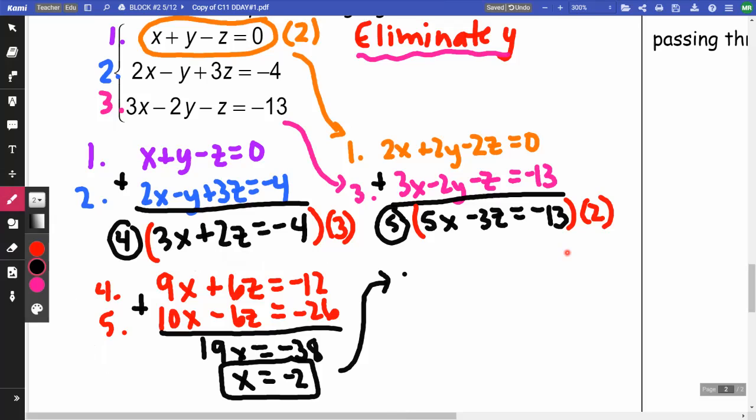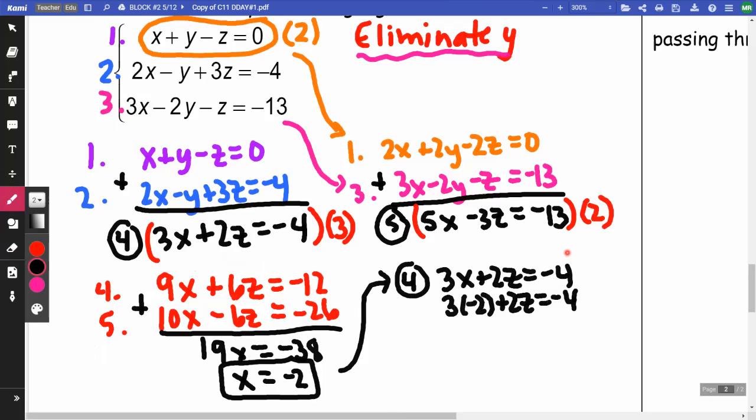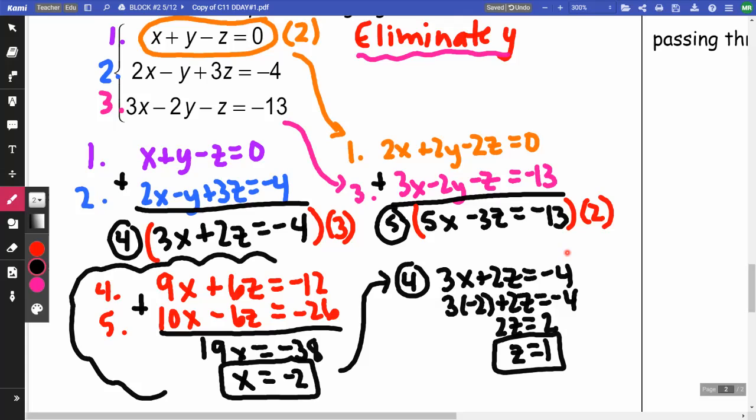And I think I'm going to use equation 4, the one that was 3x plus 2z equals negative 4. So I'm going to put in my x. And I'm going to get a negative 6. So when I add 6 to the other side, I'm going to get a positive 2. And I'm going to divide by 2, and I get z is equal to 1. So now I did solve this system right here. I got my x and my z.